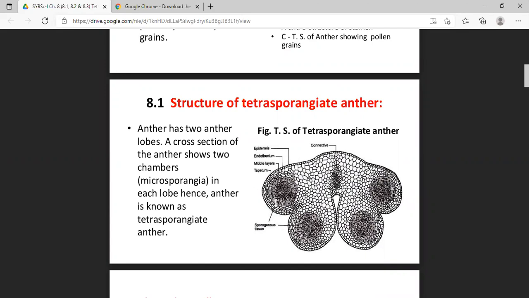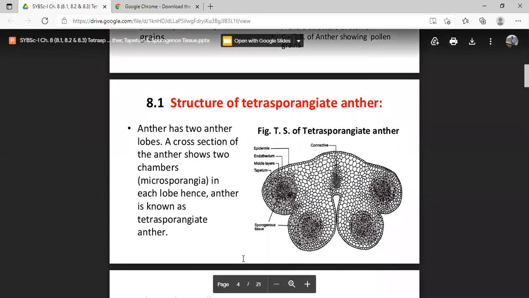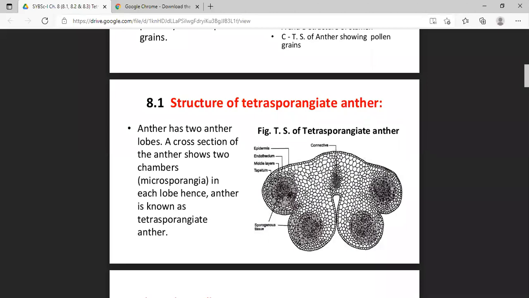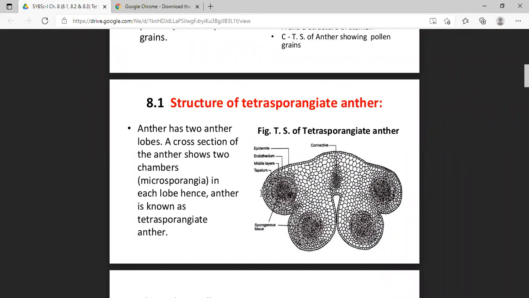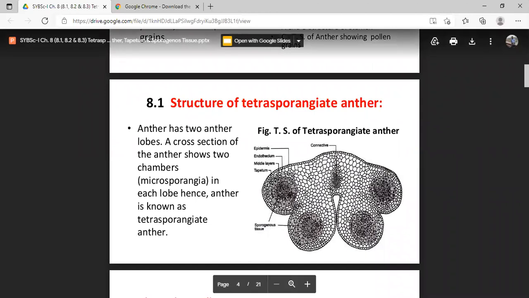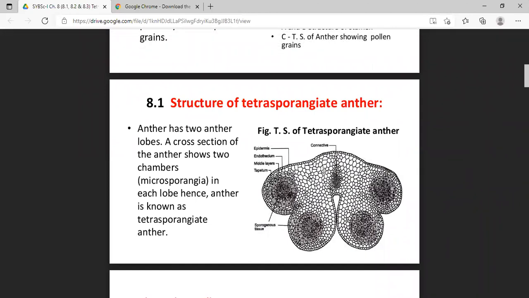This is a sac here, called the sporangium. Here we can also find two kinds of tissue: one is called fertile tissue, another is called sterile tissue. The sterile tissue is responsible for formation of these layers: epidermis, endothecium, middle layer, and next the tapetum. And all this portion we call the connective, which is also sterile tissue.